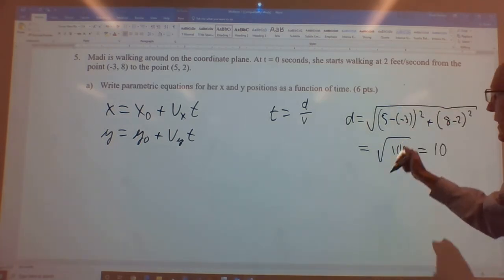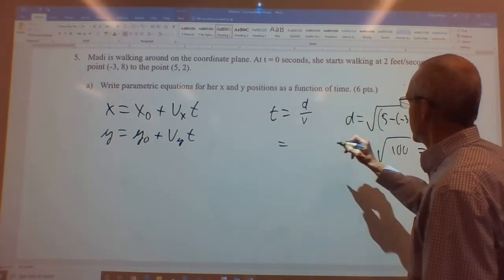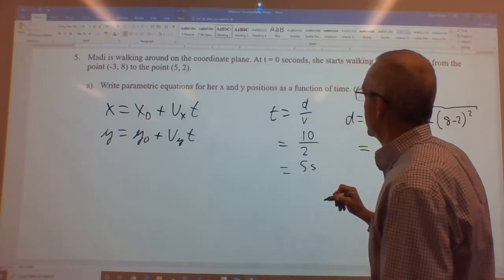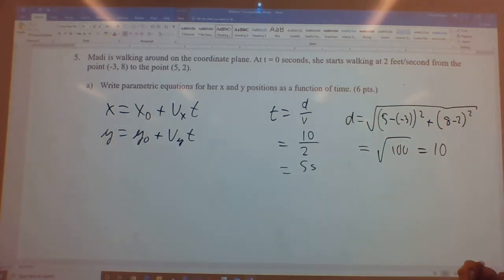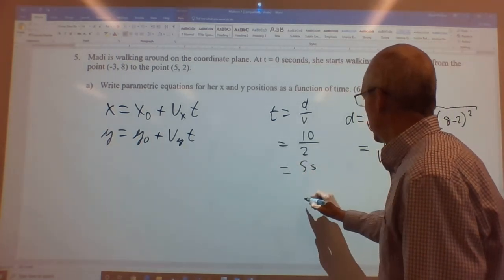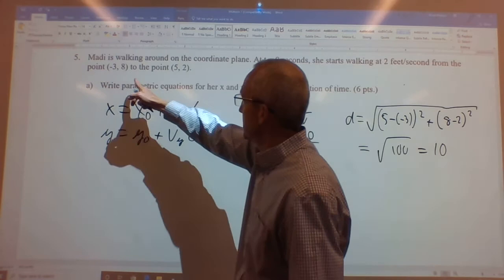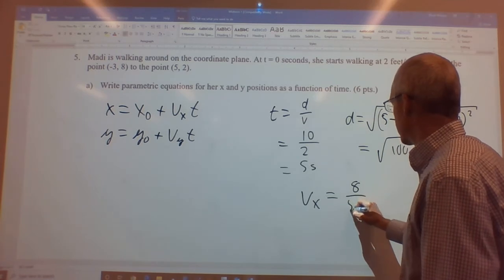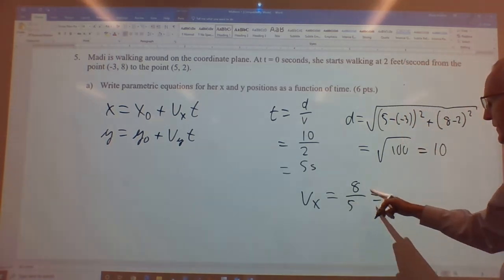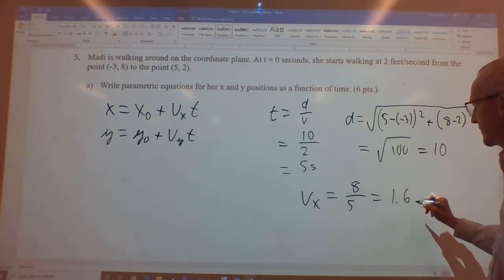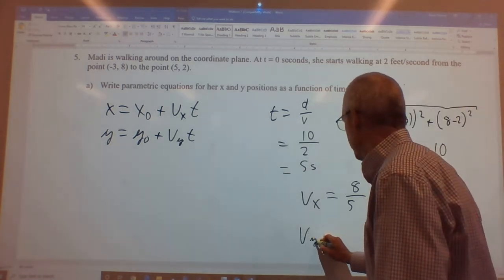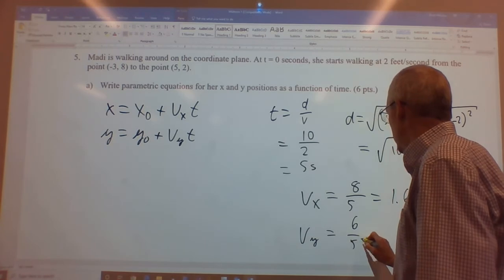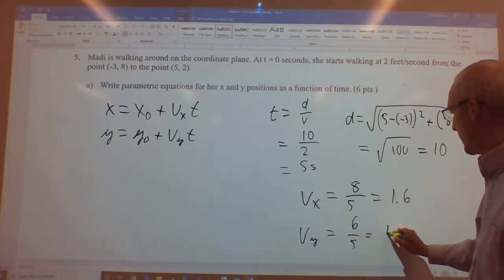She goes 2 feet per second, so the time is the distance, 10, divided by 2, so it's 5 seconds. It takes her 5 seconds to do that. So in 5 seconds, her Vx: she goes in the x direction from negative 3 to 5, which is 8. So she goes 8 in 5 seconds, so 8/5, which you can leave as 8/5, or that's 1 3/5, or 1.6 if you like. That's her x velocity. In the y direction, she goes from 8 to 2, so she goes 6 in 5 seconds, which is 1 1/5, or 1.2.